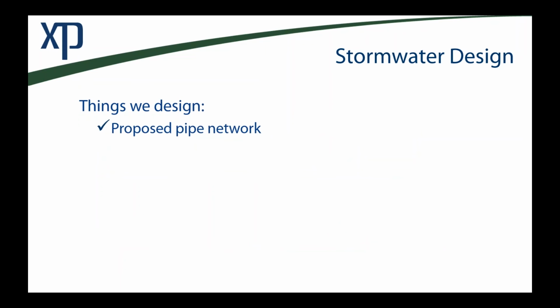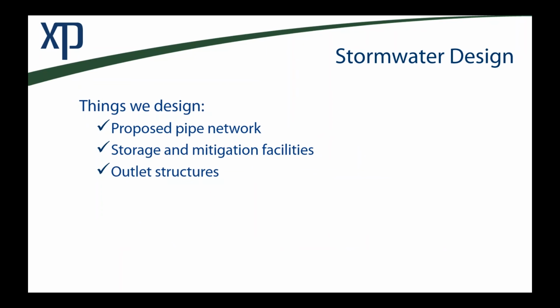So things we're going to design. There's really three things on every project, it seems, at least in my experience. Proposed pipe network, well, that's going to be one. All right, so you're going to have a pipe that's going to drain into some sort of storage facility, and that storage facility is going to have some kind of outlet. Those are really the three main things you're going to see on every project. So clearly, what kind of storage facility? Well, that's really variable. You can have a pond, underground storage.